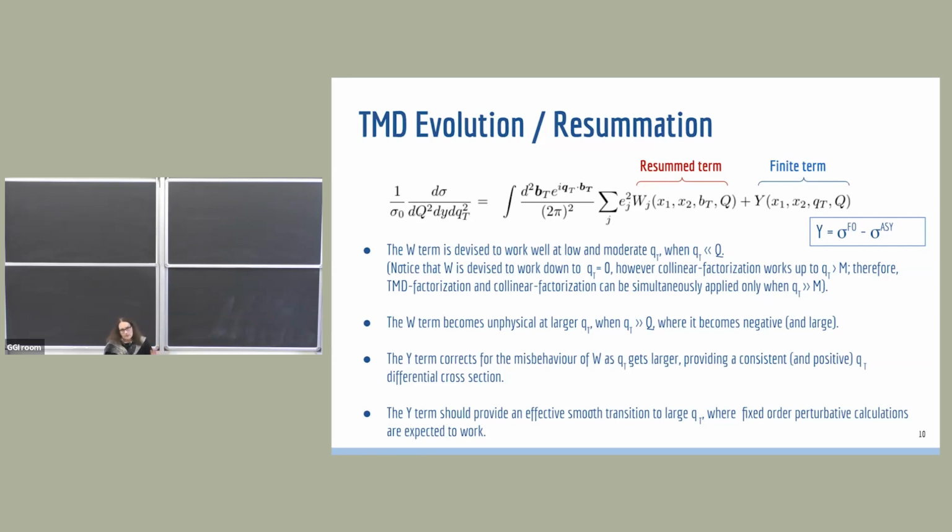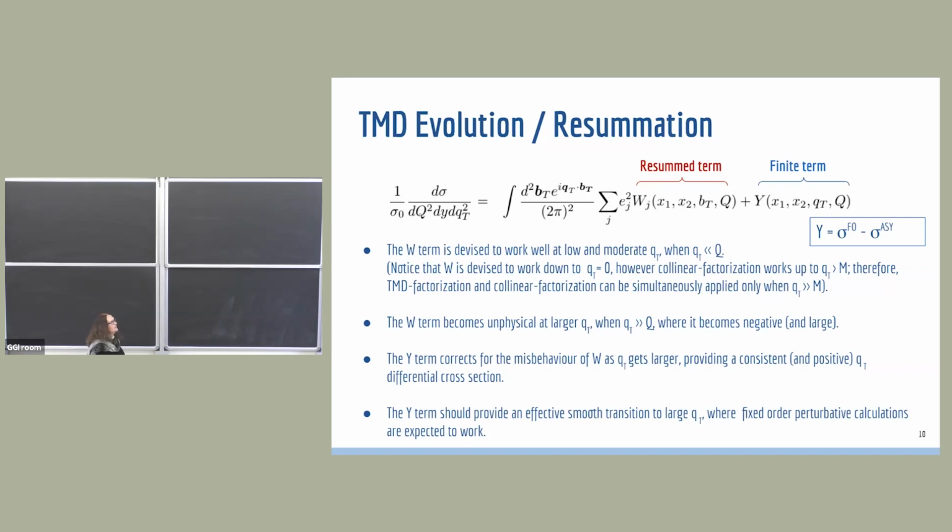So the W term works down to Qt equal to 0. But if you want to use TMD and collinear factorization at the same time, simultaneously, you have to give up on Qt equal to 0. But you can go down to Qt smaller than M, and M is a small scale mass, okay?